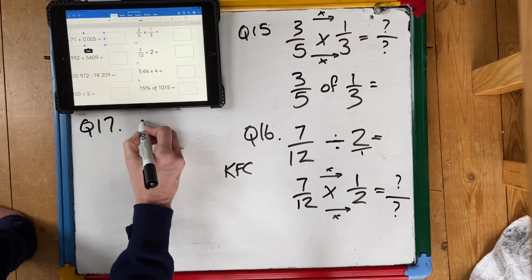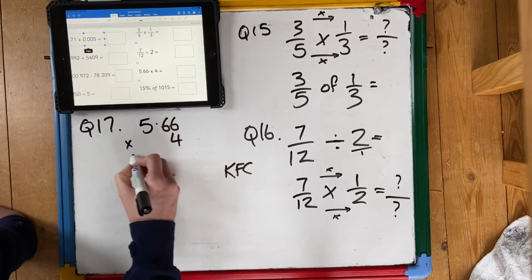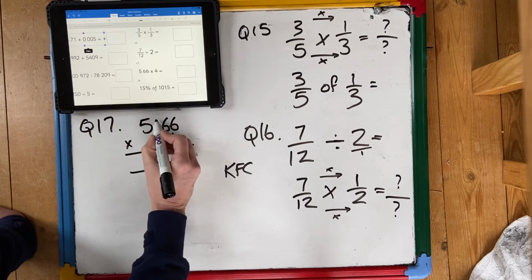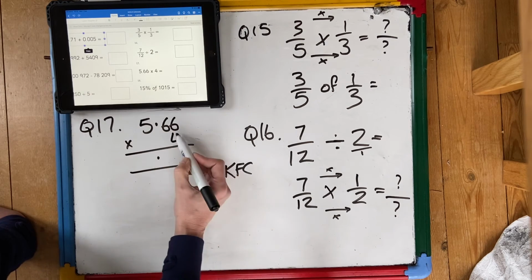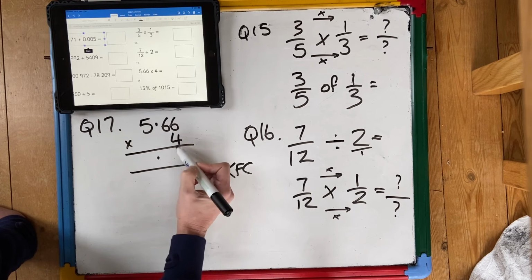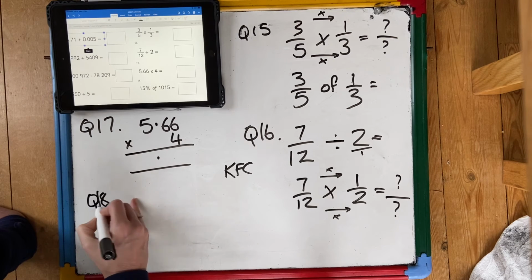Question 17. 5.66 multiplied by 4. There you go. Make sure your decimal point is in the right place. 6 times 4, 6 times 4, 5 times 4. Write your answer here. Question 18. Last question.